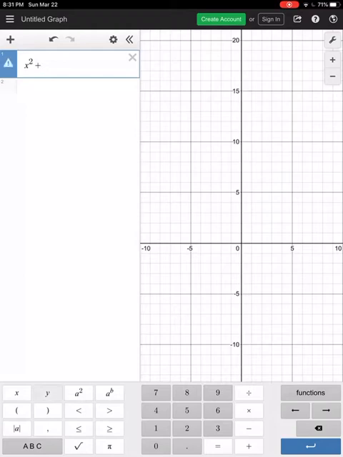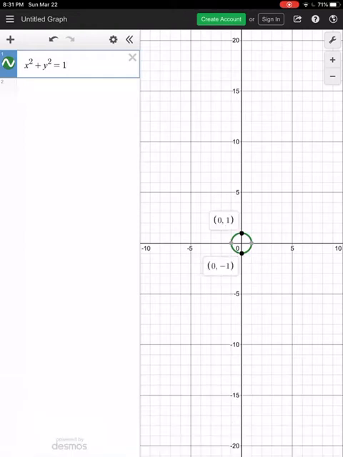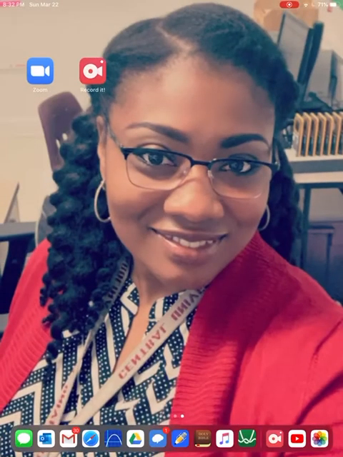x squared plus y squared equals 1. All right, so you've got that little circle there. Definitely it's going to hit more than one point at a time. So this is not a function. Again, I saw the y squared, and I knew it was not a function.